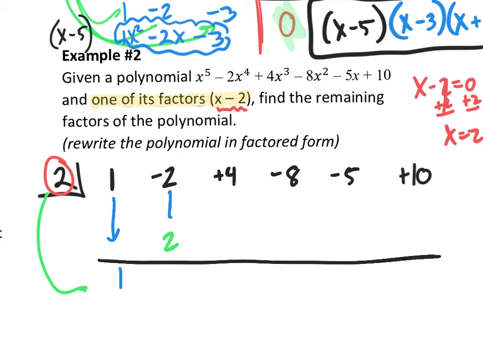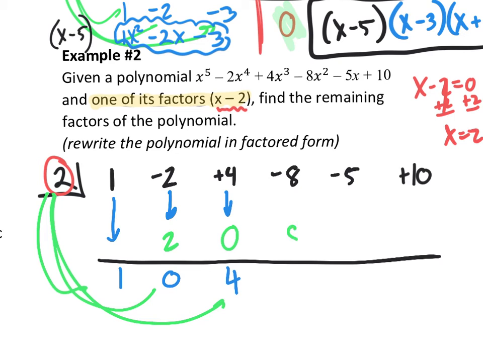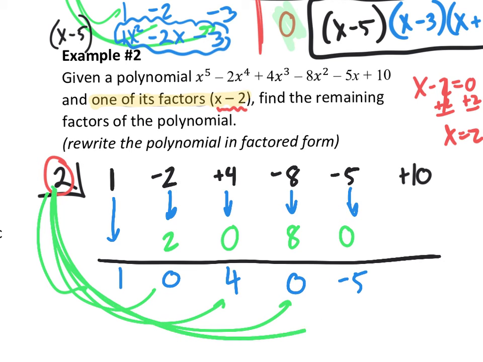As you go down, you combine. That gives us 0. As I go up, I multiply. 2 times 0 is 0. As I go down, I combine. 4 plus 0 is 4. As I go up, I multiply. 2 times 4 is 8. As I go down, I combine. This is weird. I'm getting a lot of zeros. Let's keep going. 2 times 0 is 0. -5 plus 0 is -5. And 2 times -5 is -10. And yes, the remainder is 0.